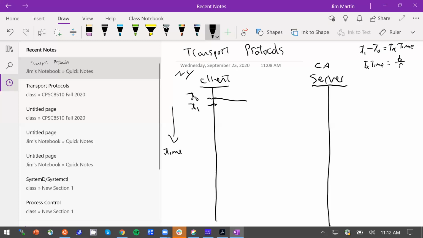Okay, so I'm going to draw transmission time as observed by the server. And so let's call this time T0 prime, this time T1 prime. And so again, T1 prime minus T0 prime better equal Tx time. That does not change. But the time T0 prime minus T0 is, think of the answer, propagation delay. I'll just call that the prop delay.